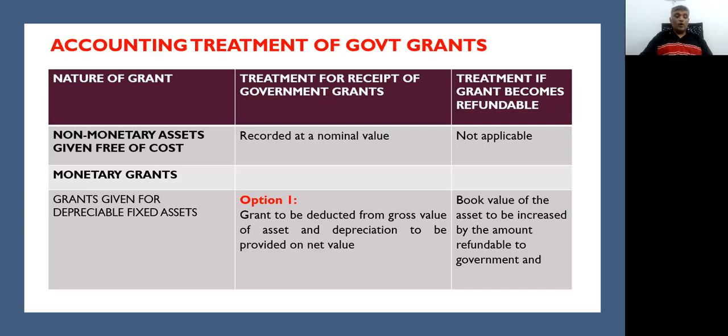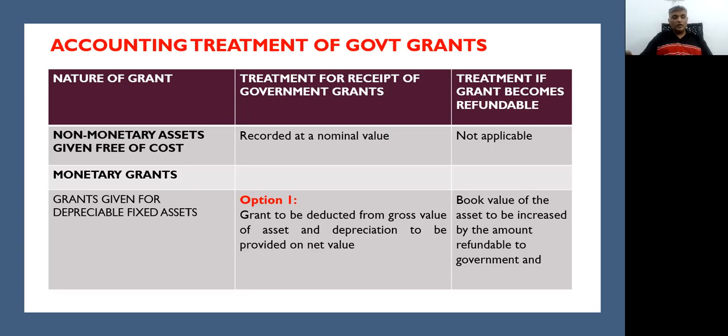Now, non-monetary assets given free of cost. Suppose the government gives you, let's take a land free of cost, then we need to record it at a nominal value. We can't just ignore it saying that I have not spent any money on that asset, it's free. You can't do that. We need to record it at a nominal value. What happens if the grant becomes refundable? There is no accounting treatment prescribed by the standard.